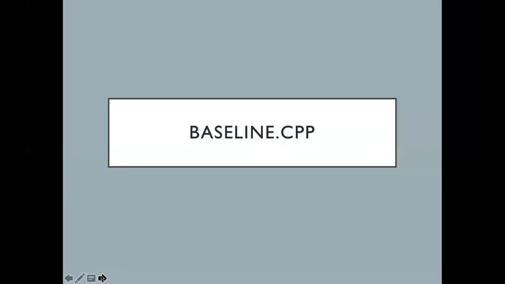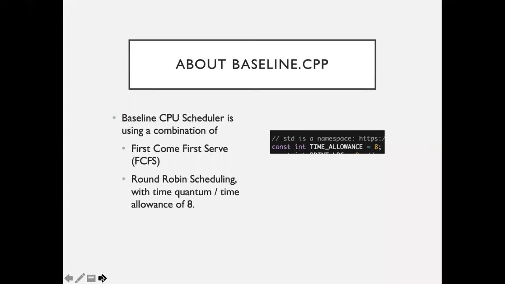For this presentation, we will be discussing the baseline CPU scheduler, specifically the design choices, features, and the algorithm it utilized to schedule processes. It is clear from the code that the baseline CPU scheduler is comprised of a combination of two different scheduling algorithms, first come, first serve, and round robin with a time quantum of 8.